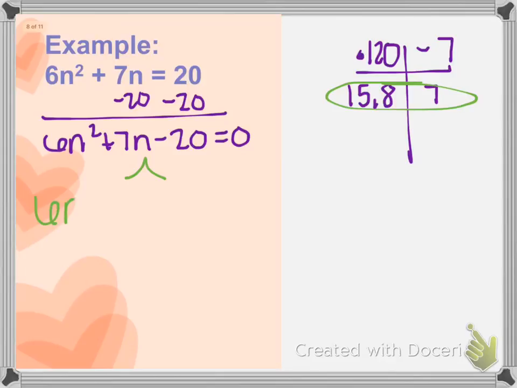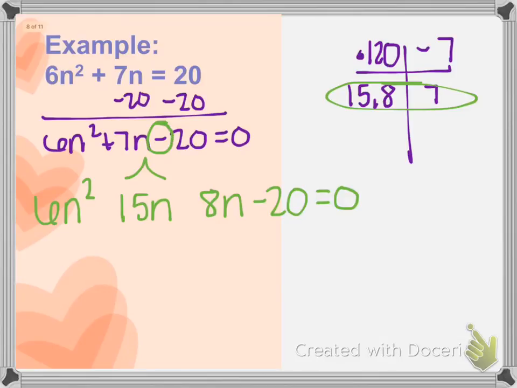So we have 6n squared, we have a 15n and an 8n, and then minus 20 equals 0. Now I put my signs in. This tells me my signs are going to be different. This tells me what the biggest number goes with. So my biggest number was 15, so that gets the addition sign, and then the 8 gets the subtraction. Now that I have it split up, I can factor by grouping.